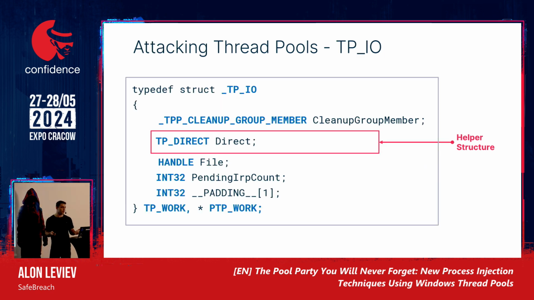So equipped with some IO completion queues background, let's jump right into the queuing mechanism of the asynchronous work items. I'll use the TP IO work item as an example, but note that the same concepts apply to the other work items as well. The TP IO work item is a work item that is intended to execute on completion of file operations such as read and write. So you would use this work item if you want to execute a callback when a read operation or write operation is completed. The helper structure of the TP IO work item is the TP direct structure that you can see. So we expect this structure to be queued, right? Because the helper structures are what gets queued.